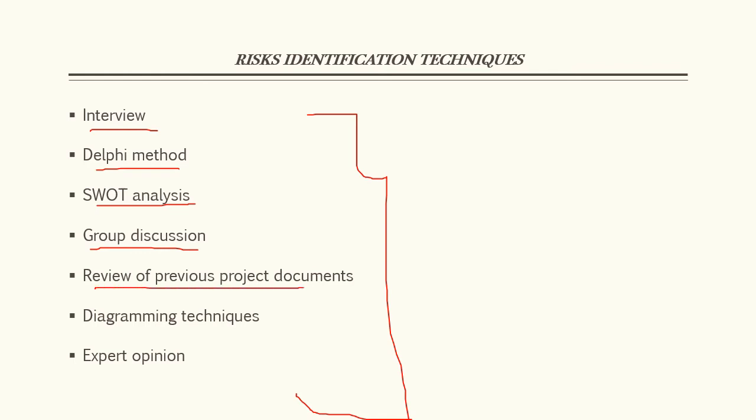Review of previous project documents. That one is very much important because there are previous projects that have been implemented. By going through those documents, you will be able to identify some of the risks that were encountered during those projects. Diagramming techniques. These are all techniques you can use to explore risk identification. Expert opinion. Similar to the Delphi method, you can bring in experts because they know exactly what some of these things are.